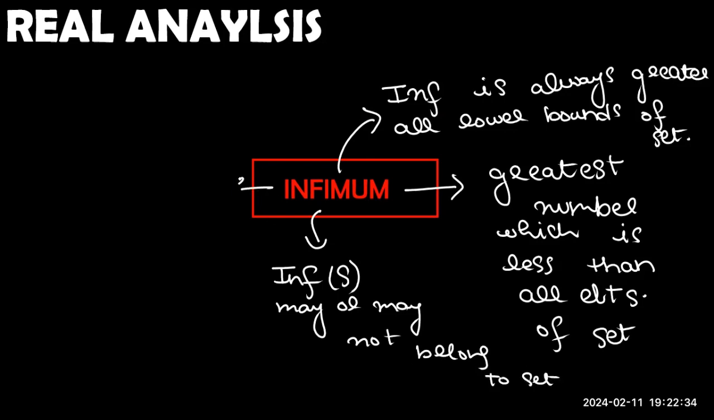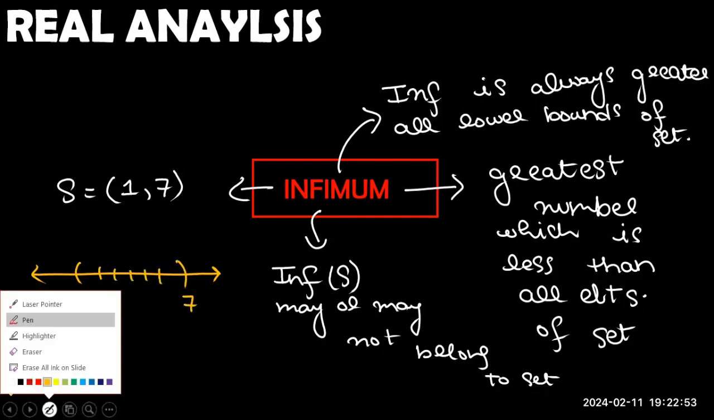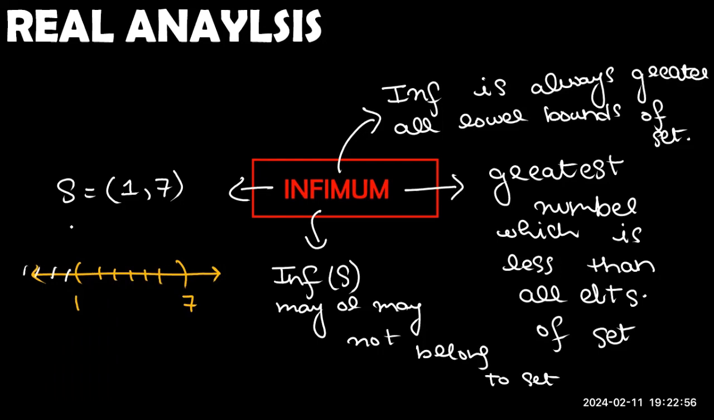Okay, so let's do an example. We have a set S equal to, let's say, 1 to 7. So here, 1 is here and 2, 3, 4, 5, 6, and here this is 7. All the numbers to the left are lower bounds of this set S. So the greatest of all the lower bounds is this. So the infimum of S is equal to 1.